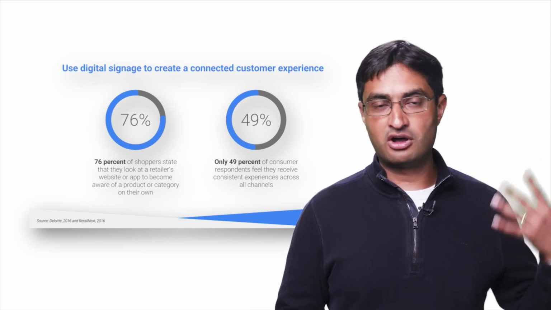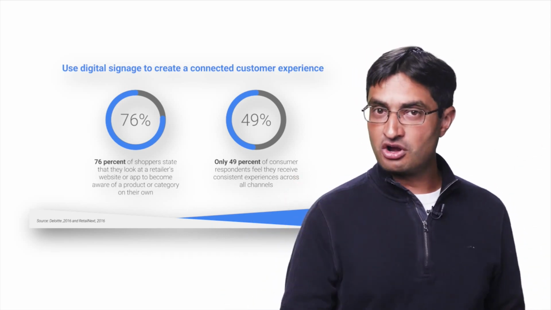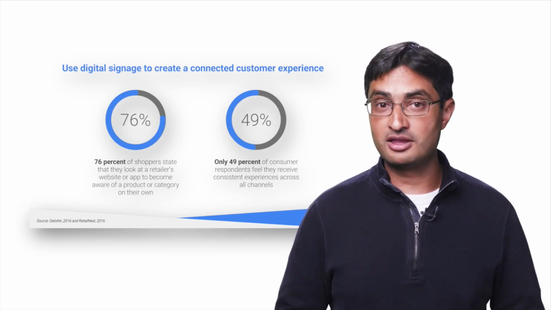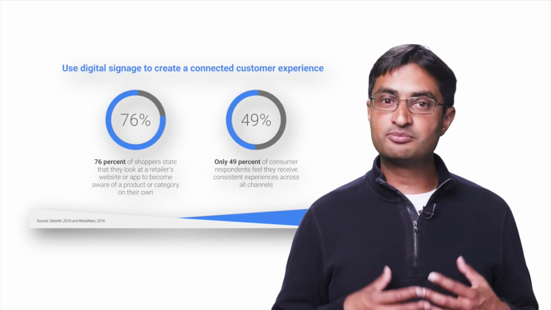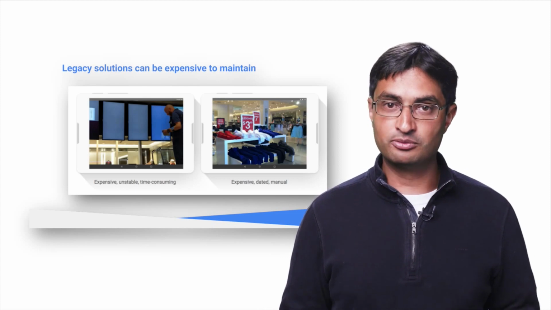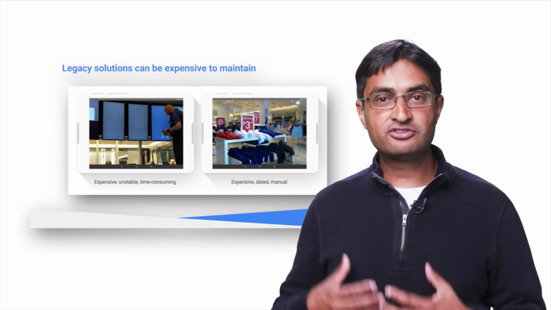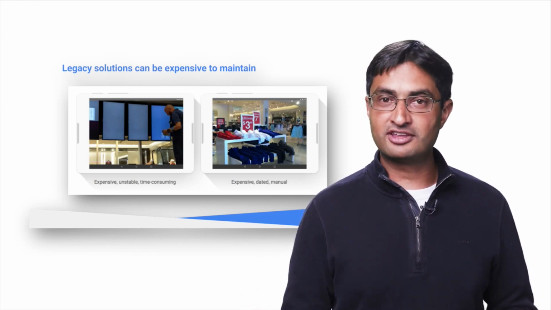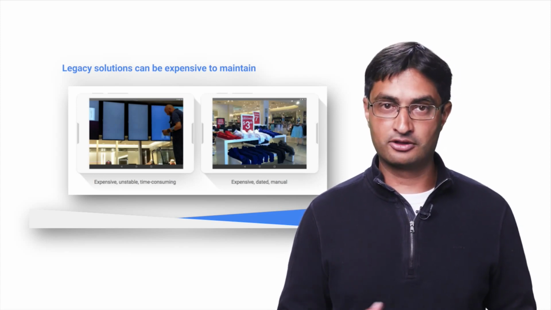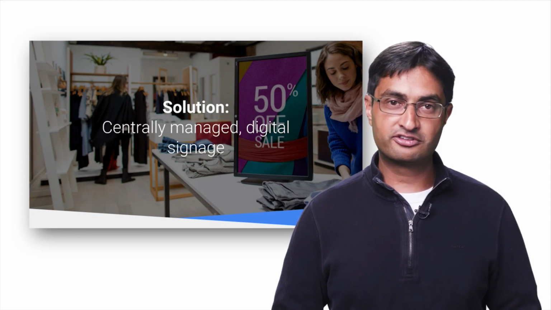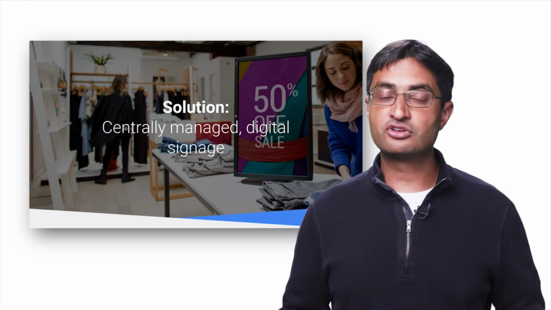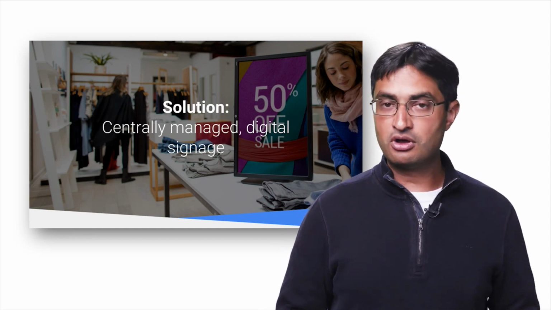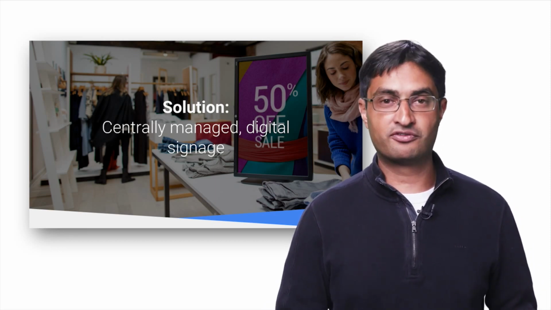So as you're updating things on your website, you can update things in your store. You can actually target it. You can make it so that you're able to put different things in different stores depending on the demographic. But in the past, this has been very expensive, unstable, and time-consuming, and then you end up with expensive or dated manual efforts as a result. So you put up a sign, but trying to replace that sign is a very expensive thing to do. So our solution instead gives you the ability to have centrally managed digital signs. And we get to the point where a digital sign can actually be less expensive in the long run than a paper sign, and much, much more effective.